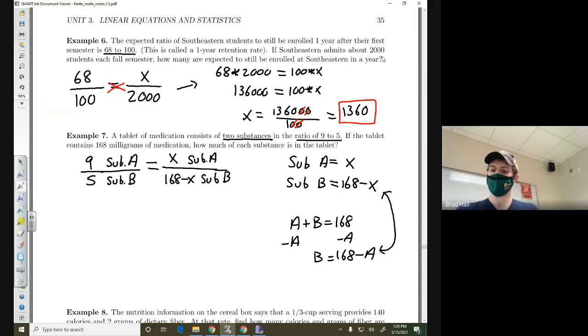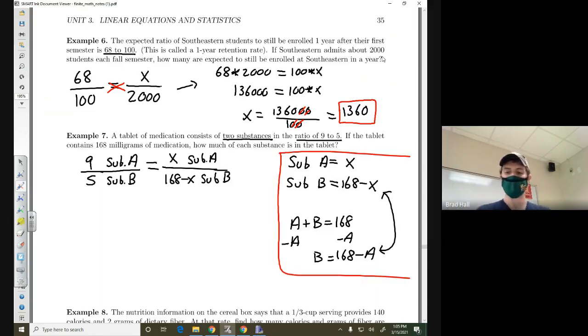So have that off to the side. We're not going to mess with that anymore. So let's go ahead and cross multiply. Cross, cross. And it's going to be 9 times. All right, I'm going to write this down. It's not going to be entirely correct.